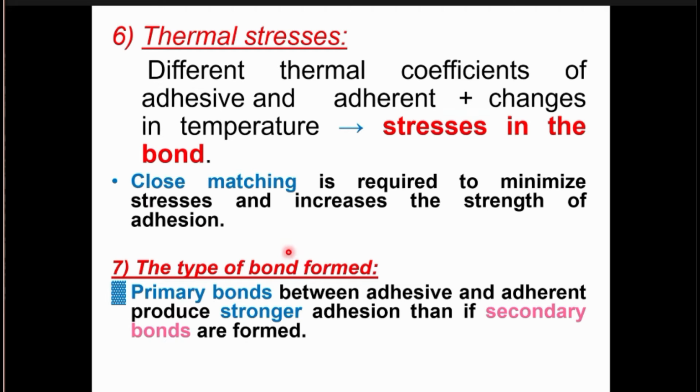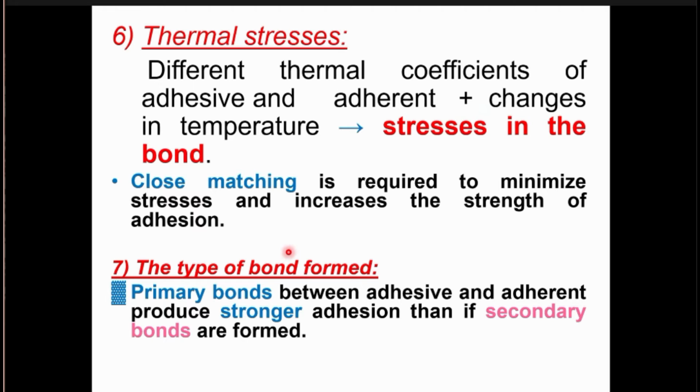And then finally, we have the type of bond formed. As I discussed earlier, the primary bonds are stronger. For example, ionic bond, covalent bond, they are primary bonds and they make stronger adhesion compared to secondary bonds such as hydrogen bonding, van der Waals forces, they form weak adhesion. So these are the factors which we consider for making adhesion, and we cannot control all of these factors, but we try to improve these factors to improve the adhesion.